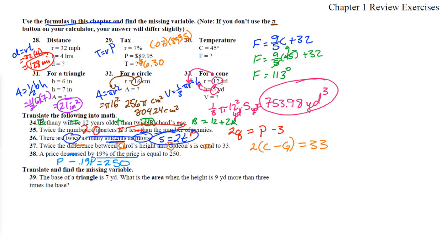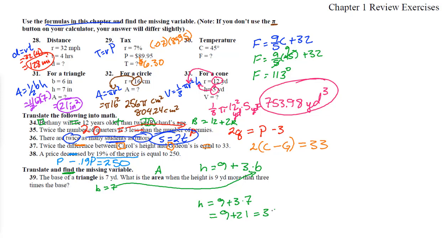Number 39 says the base of a triangle. So, translate and find the missing variable. The base of a triangle is 7 yards. So base is 7 yards. What is the area? So we're trying to find area when the height is 9 more than 3 times the base. Well, we know what the base is. We can take the base and stick it right in here, and we get height equals 9 plus 3 times 7. So the height is 9 plus 21 equals 30. Good. So we have the base is 7, the height is 30.